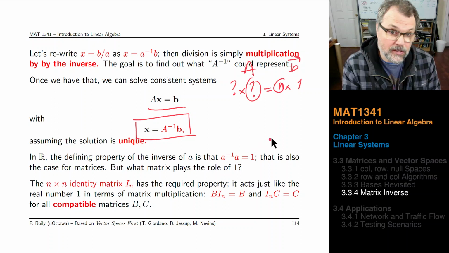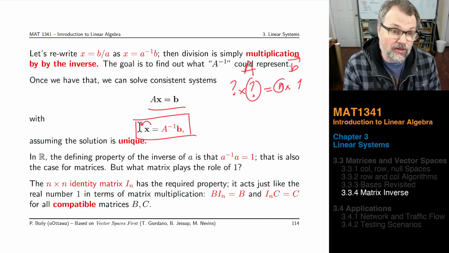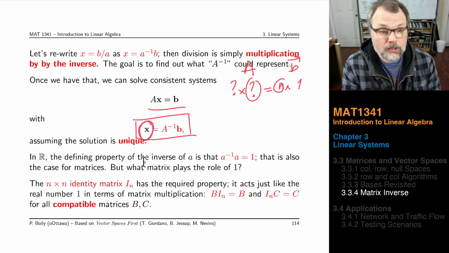On the other side of the equation, we think that this should give the solution vector x. Now, this solution vector x is going to be n by 1 as well, right? Because it has n unknowns.